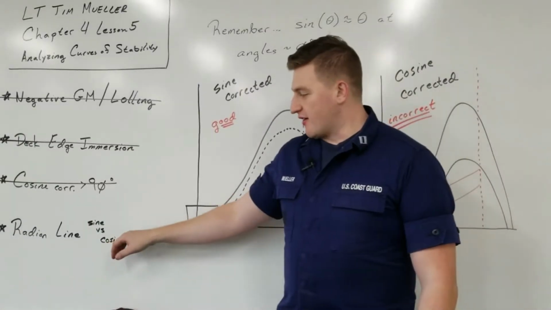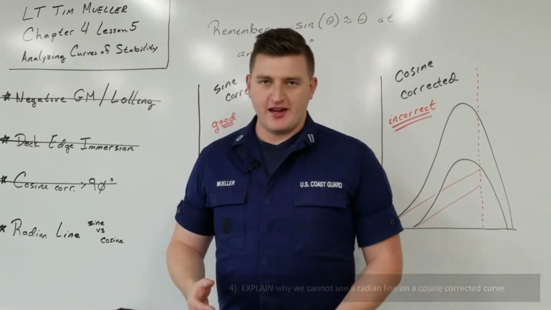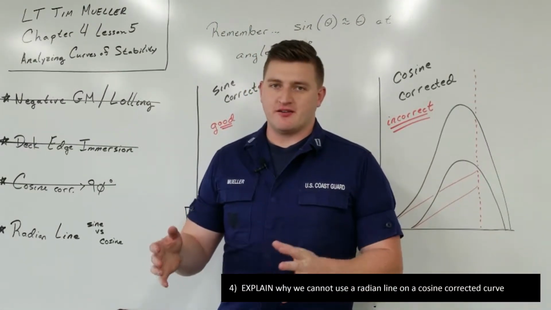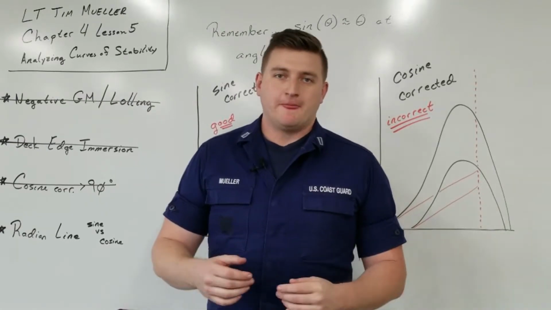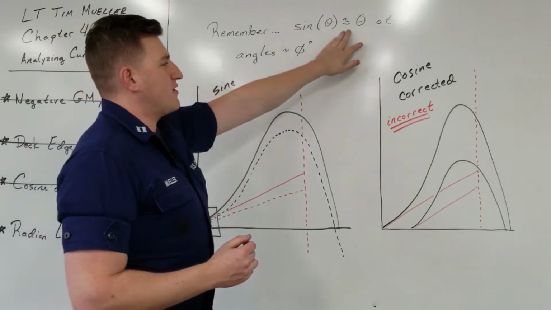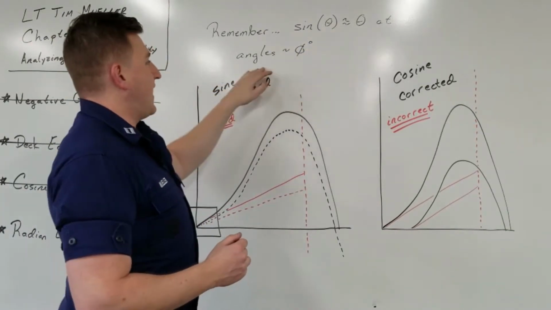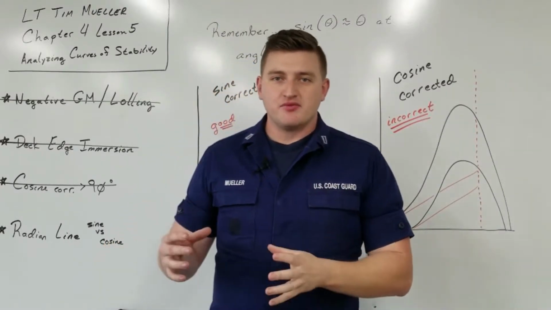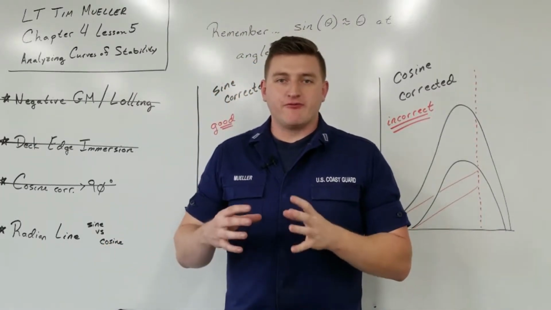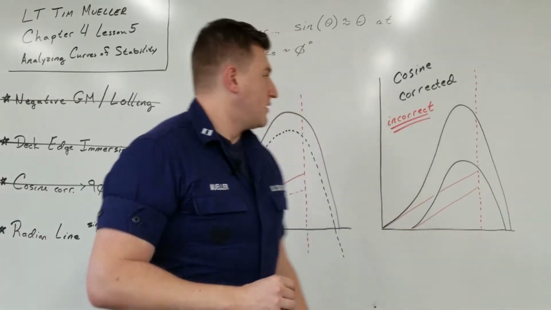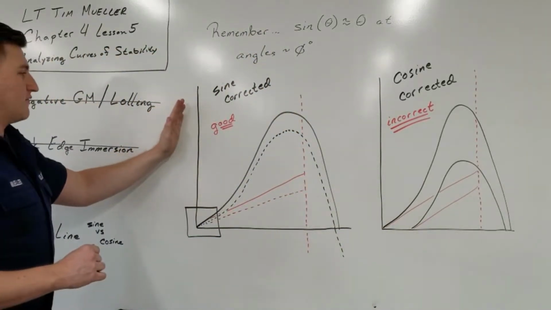All right, now last in our outline here is using the radian line trick that we learned in lesson 2 of this chapter for a sine corrected versus a cosine corrected curve. Now, we know that sine theta can be approximated as theta at angles right around 0 degrees. So we can only make that assumption that I derived in lesson 2 if we're dealing with angles very, very, very close to 0.